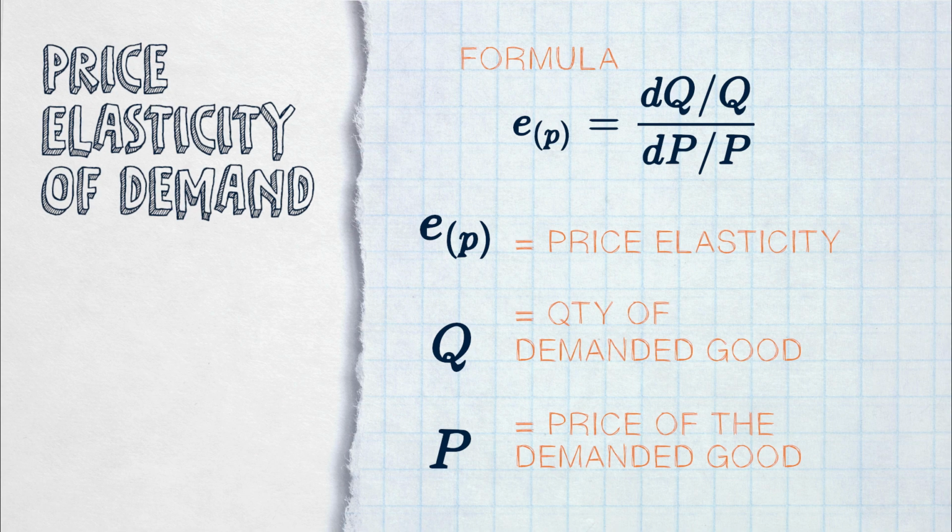Next, you take your new price, P2, and subtract it from your old price, P1. Then you divide that number by the average of your new price and old price. This is your percentage change in price. Finally, you divide your percentage change in quantity demanded by your percentage change in price. This is your price elasticity of demand.